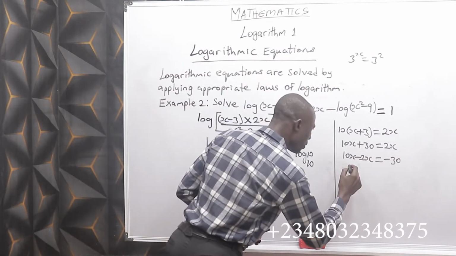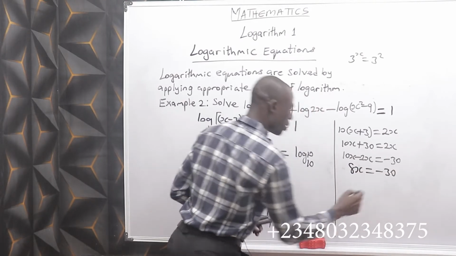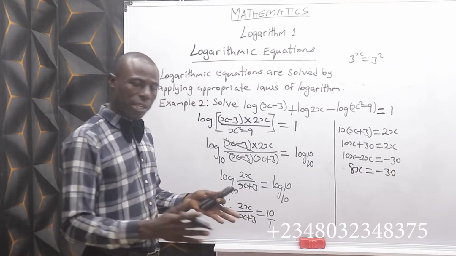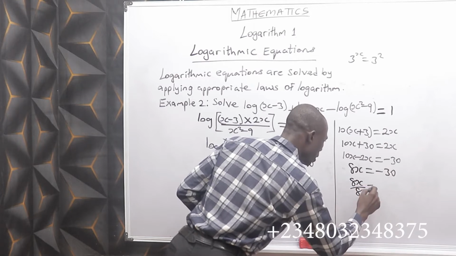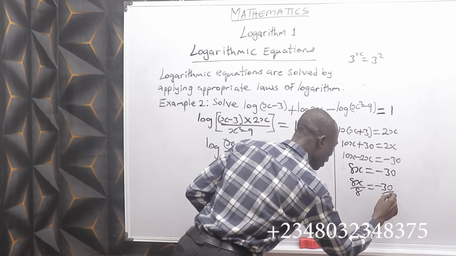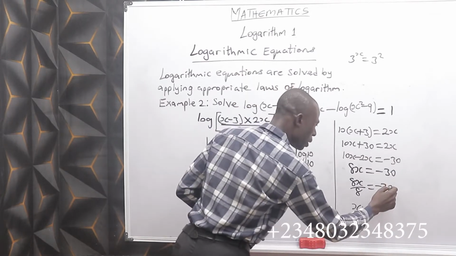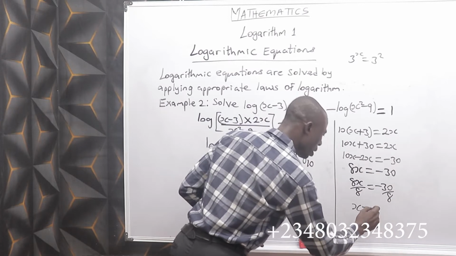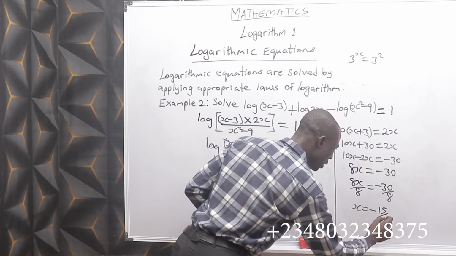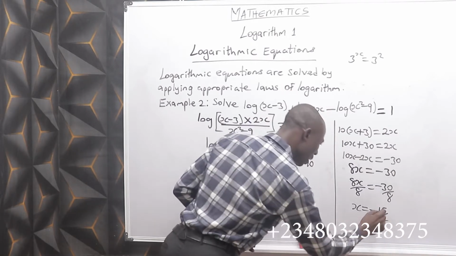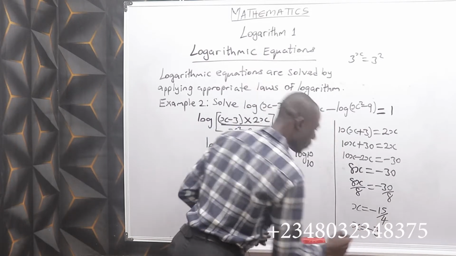10x minus 2x gives 8x, which is equal to minus 30. Dividing both sides by 8, you have 8x divided by 8 equals minus 30 divided by 8. So x equals, what goes in 30 and 8 at the same time? 2. 2 in 30, that gives 15. In 8, 4. So that is your answer, or you leave it as 4 in 15, 3.